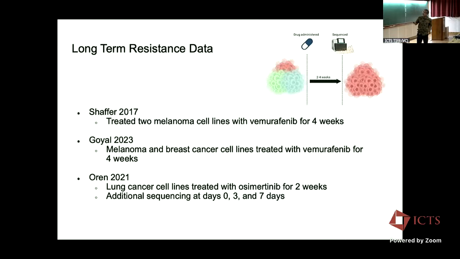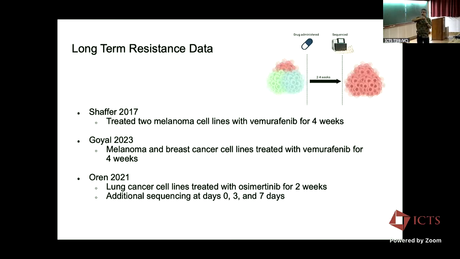We collected data primarily from these two papers, both from Arjun Raj's lab, that involve melanoma and breast cancer and vemurafenib. They have published these long-term gene signatures. So we took a consensus of these 4 experiments, and we came up with a set of some number of genes.